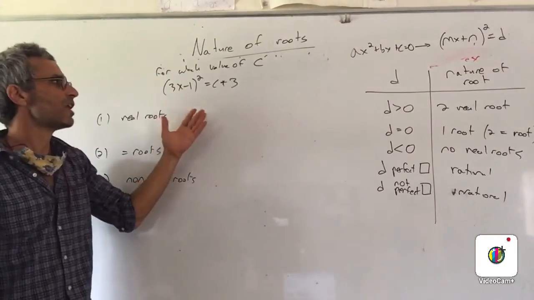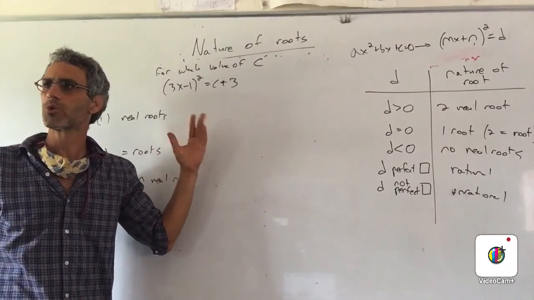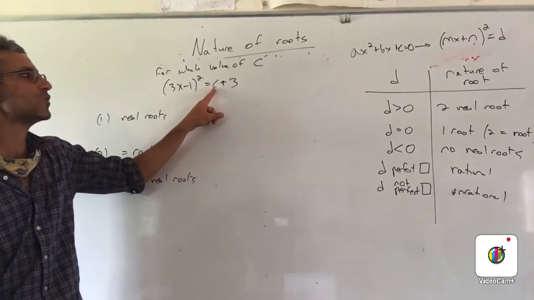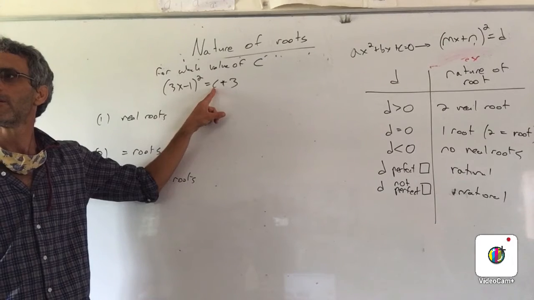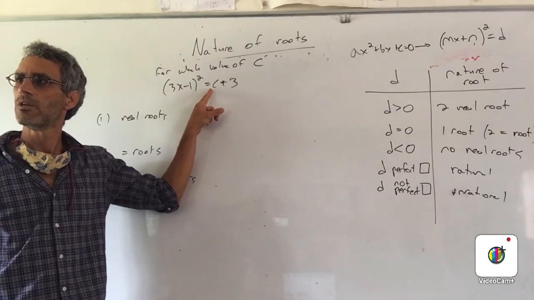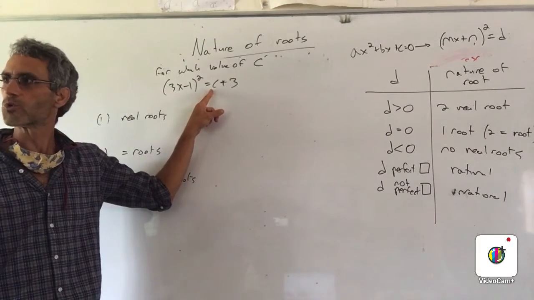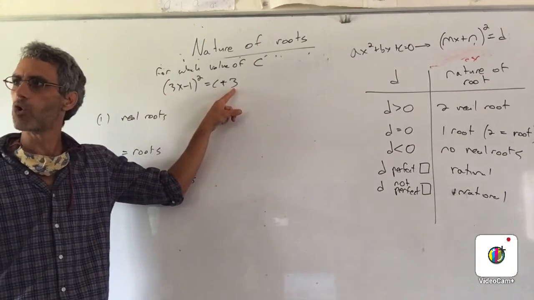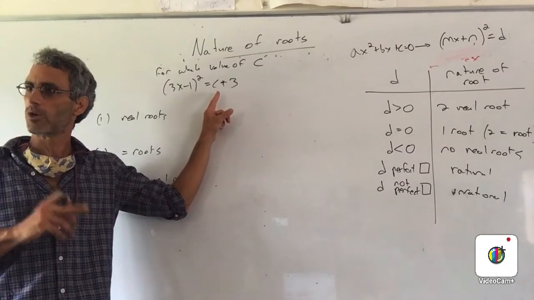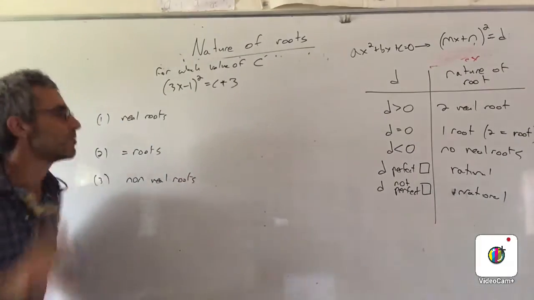Can I tell now if it has real roots, 2 real roots? No, because I don't know what C is. Give me a C and then I'll be able to tell you. For example, if I tell you C is 1, then what do I know about the roots? Real. There will be 2 real roots, right? Because 1 plus 3 is 4, which is larger than 0, so there are 2 real roots. And I can tell you more, they're rational as well, because 4 is a perfect square.